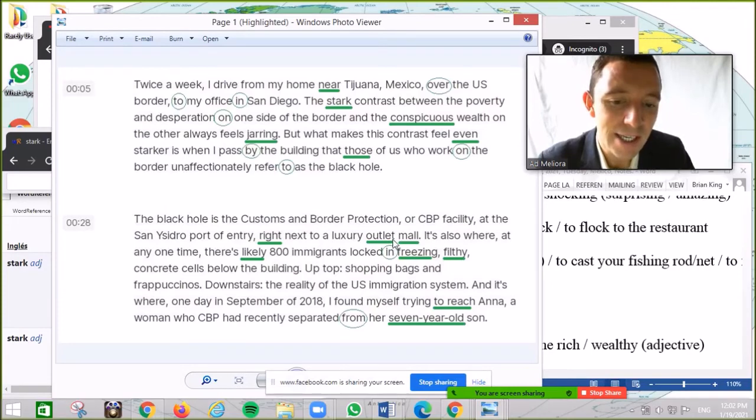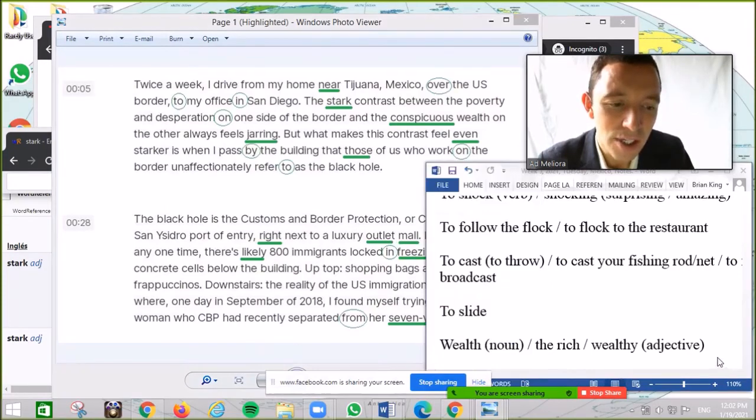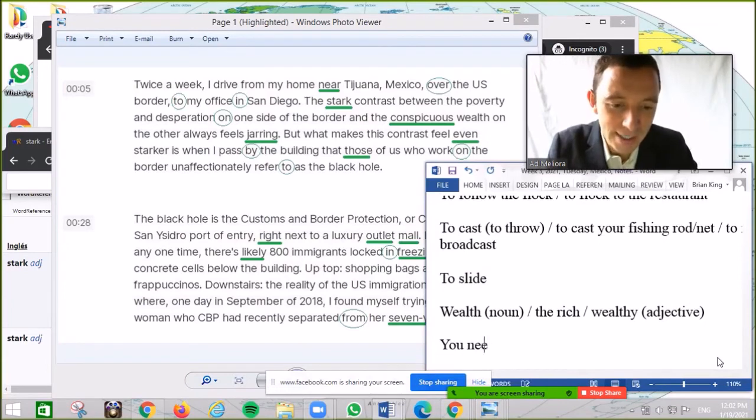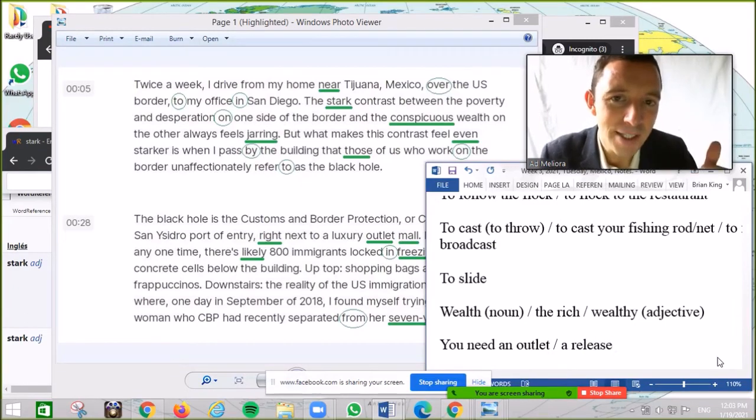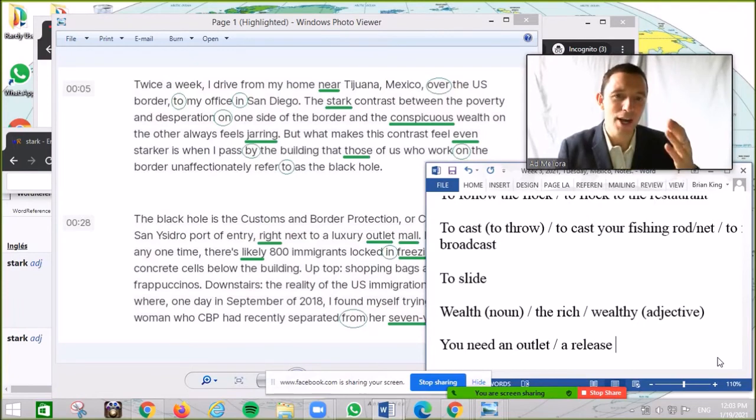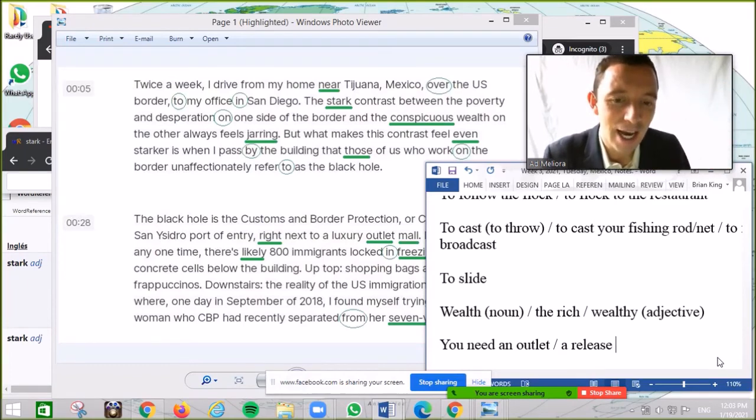Outlet is in relation to shopping. Okay, there's another expression, an outlet. You need an outlet, like a release, and let is permitir and out is fuera. So permitir, fuera. For example, you are working all week, Monday, Tuesday, Wednesday, Thursday, Friday. So Friday night you need to do exercise, you need to meet your friends, you need to relax, to have an outlet. So to release some stress, and here it has a different meaning.